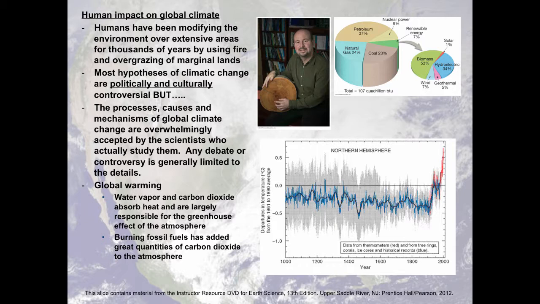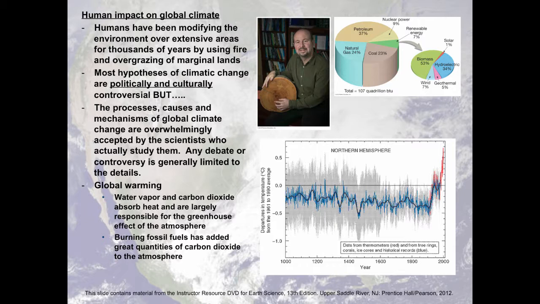But humans have been modifying the environment over extensive areas for thousands of years by using fire. Fire consumes wood resources, and human beings have had the remarkable ability to change the landscape dramatically by burning wood for fuel, as well as clear-cutting areas for cultivation, and by domestication of animals and overgrazing of marginal lands. Marginal lands means lands that aren't able to sustain themselves when their resources are utilized by concentrated activity, grazing.